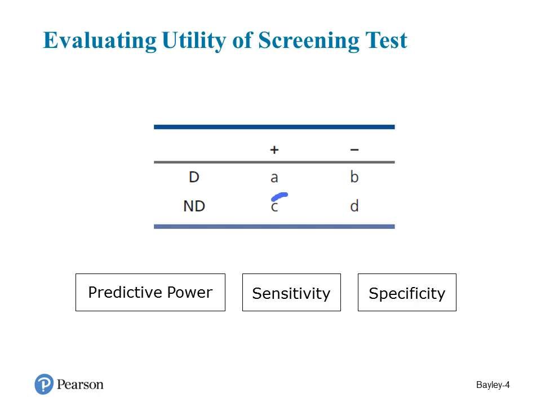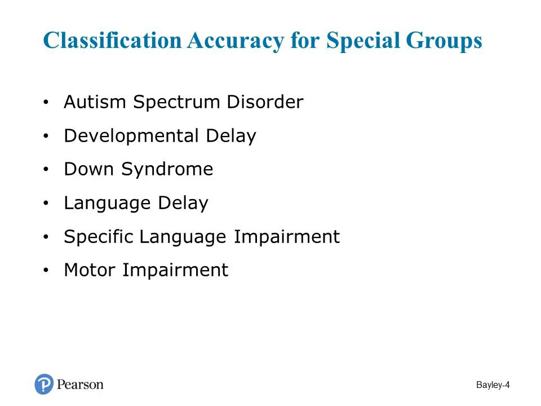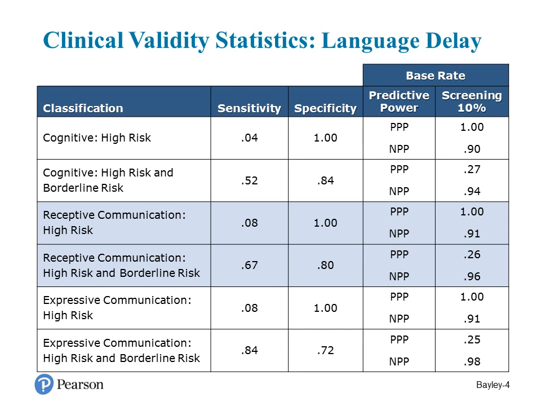So you think about maybe lowering the number of false positives and lowering the number of false negatives. On the Bayley, we report on the Bayley-4 Screening Test, we report classification accuracy for certain special groups, including autism spectrum disorder, developmental delay, certainly Down syndrome, language delay, motor impairment. And I pulled out some of the information to show in terms of your sensitivity, specificity, your predictive power, both positive and negative.